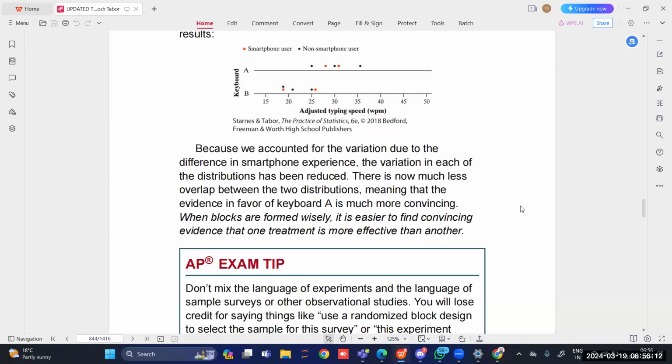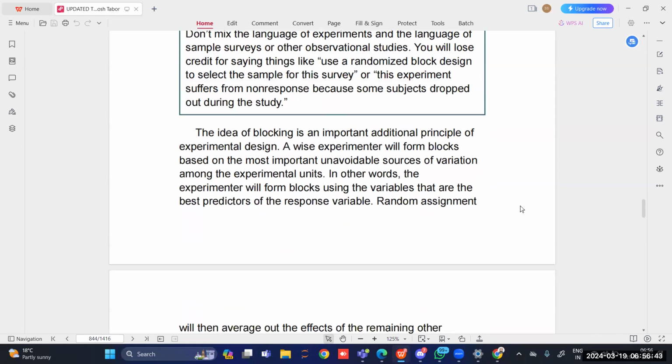Why we are doing this? To make the variation less, because data which has more variation is not considered good for our prediction and for conclusions. So the variation in each of the distributions has been reduced. There is now much less overlap between the two distributions, meaning that the evidence in favor of keyboard A is much more convincing. So after removing the variations also, again keyboard A wins by a much bigger difference, so it is much more convincing. So we'll select keyboard A for our new smartphone which is to be launched.